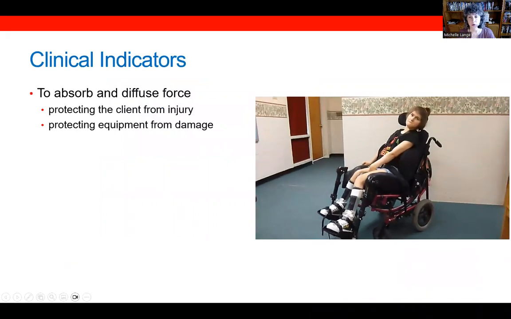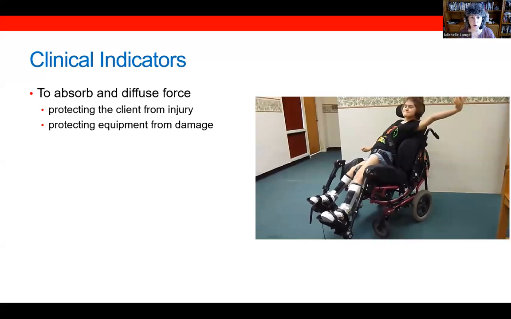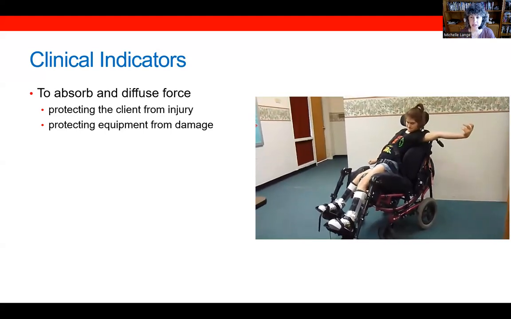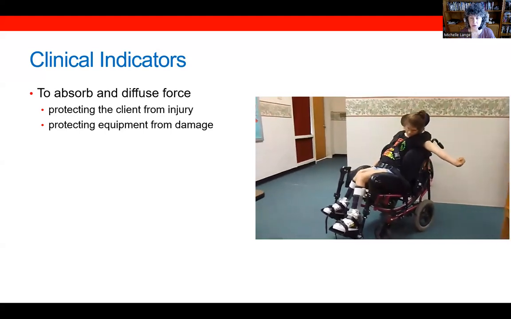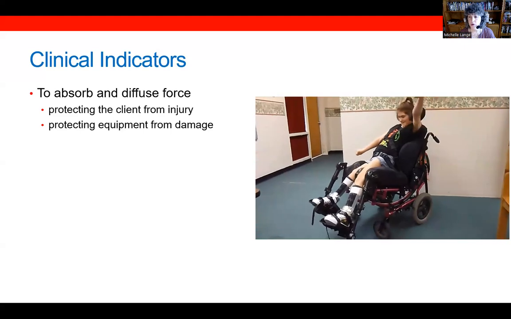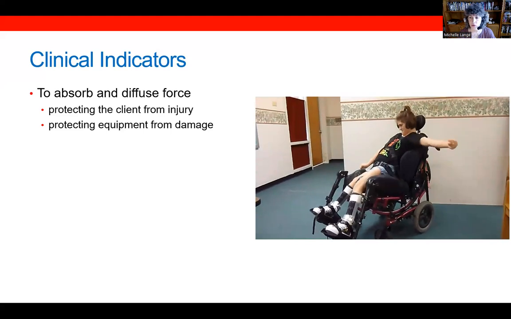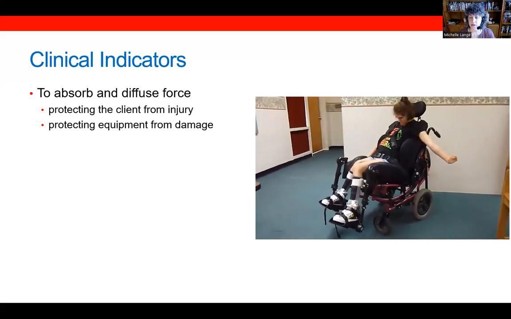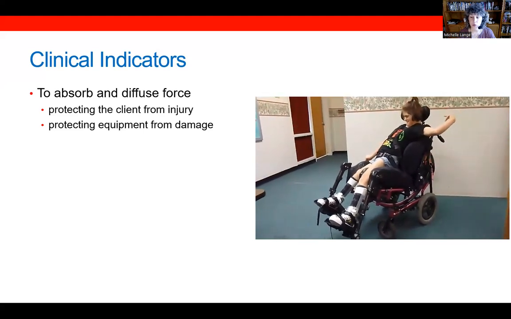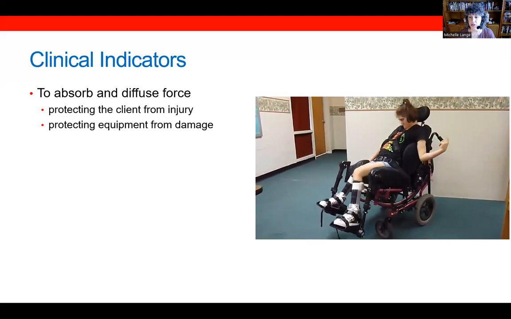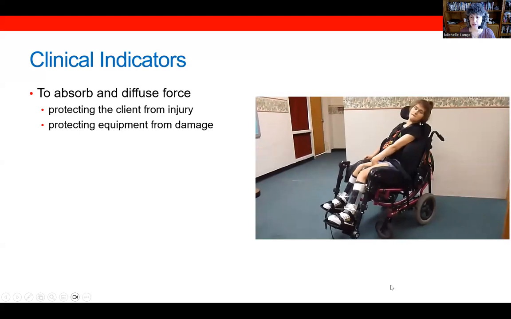So one of the primary reasons for using dynamic seating is to absorb and diffuse client forces. If these forces are not absorbed and diffused, then the client may injure themselves and the client may move components out of alignment and even damage them. This young lady here is using dynamic seating, and although she exerts quite a bit of force, you can see that the force through the movement and the dynamic components is absorbed and diffused, and she comes back to a more relaxed position.